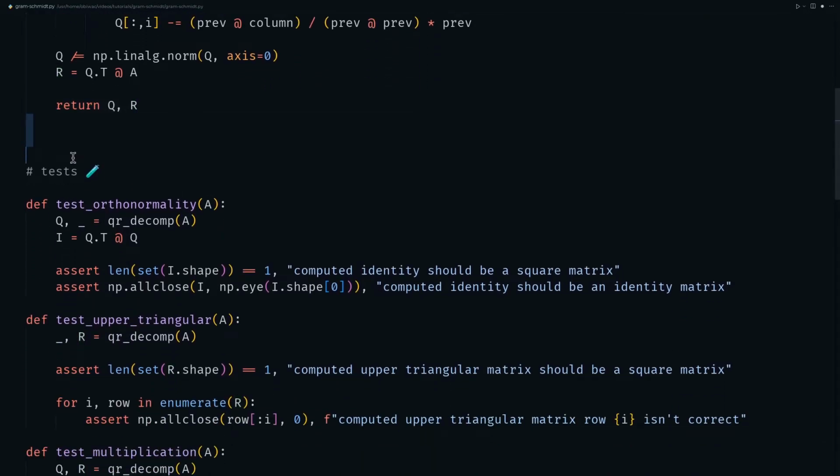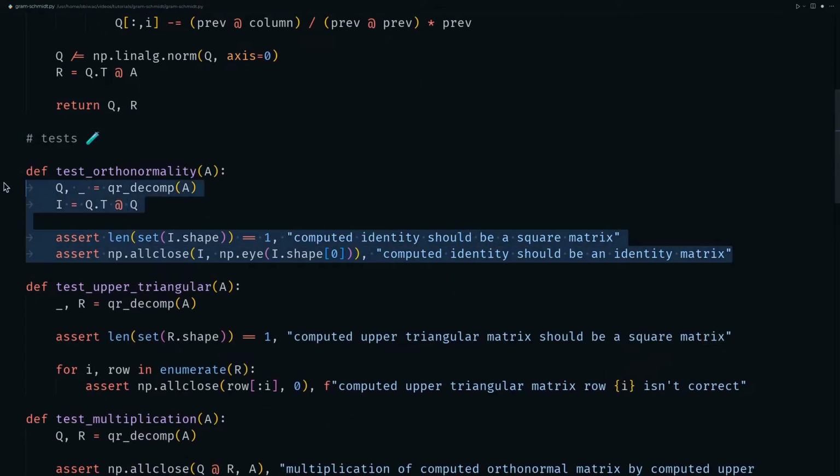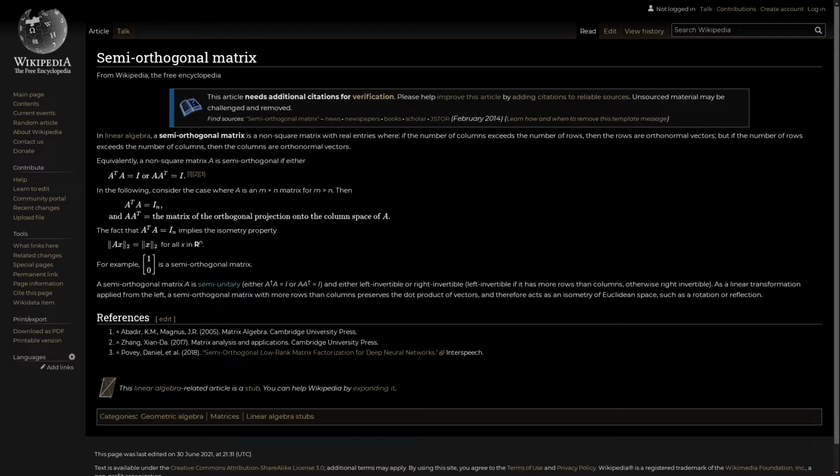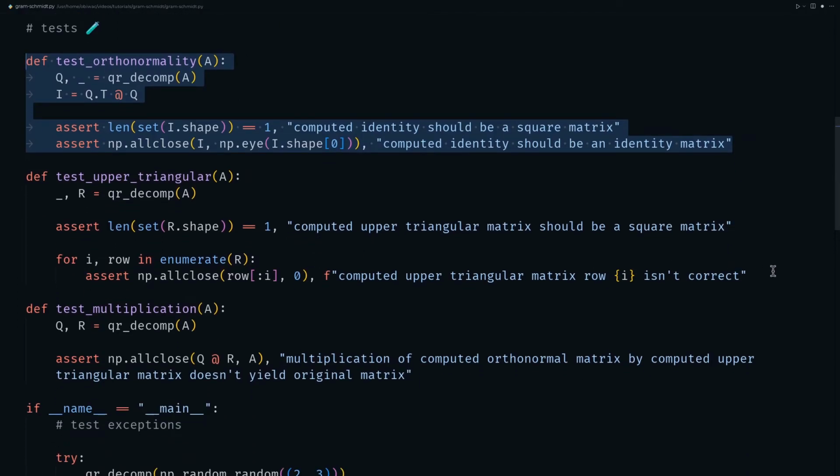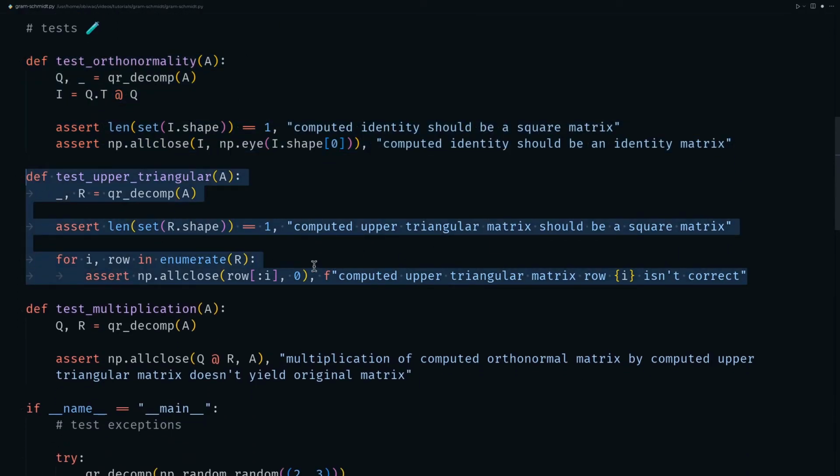Before ending this video, I'd like to go through the few tests I wrote beforehand. The first one tests the orthonormality of Q simply by using its defining property that a matrix is orthonormal if and only if it multiplied by its transpose gives us the identity matrix. Note that it's important to multiply Q by transpose Q rather than the other way around, so that we test non-square semi-orthogonal matrices too.